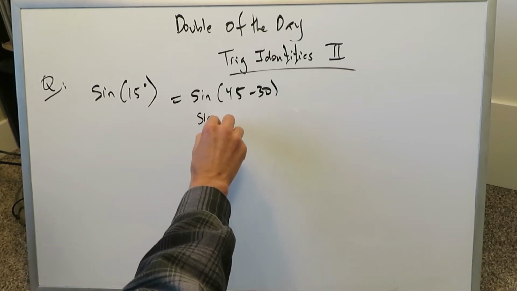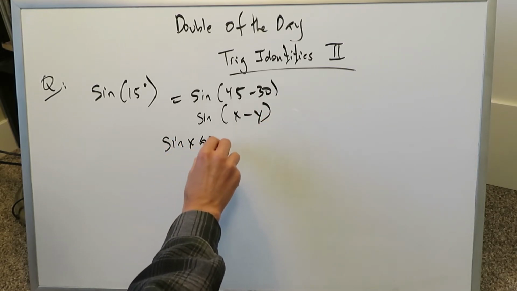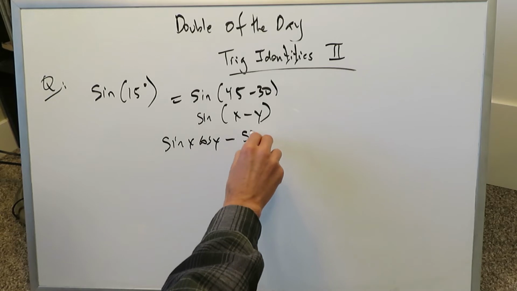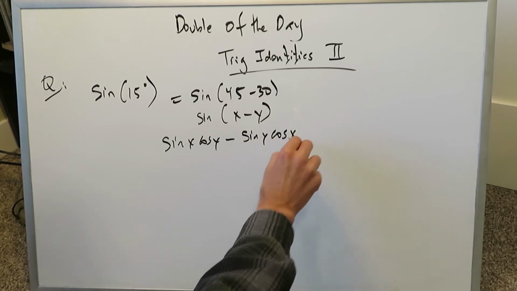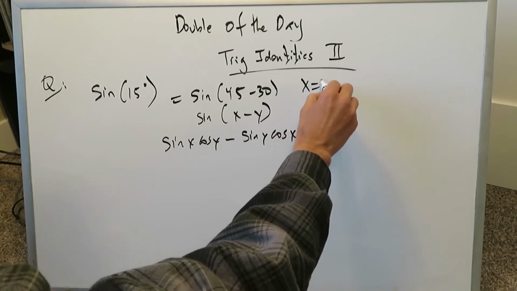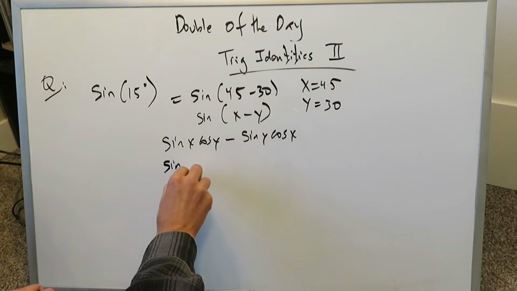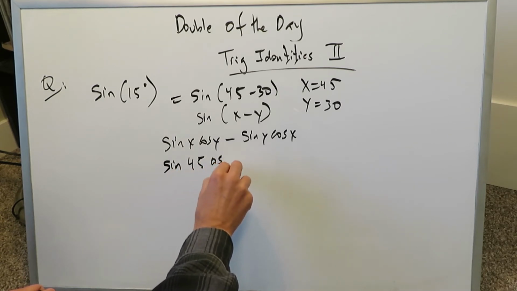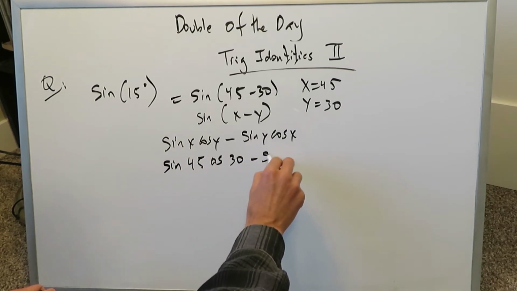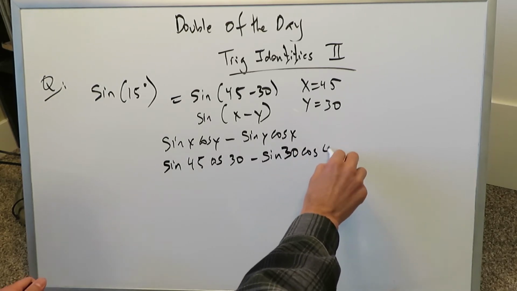This looks very well like the identity we just looked at, sine x minus y, which you know is sine x cosine y minus sine y cosine x. From this equation form, put in your x's and y's. X here is a 45, y here is a 30. Plug these values in. You're looking at a sine of a 45 multiplied by a cosine of a 30 minus sine of a y, which is a 30, and cosine x, which is a 45.